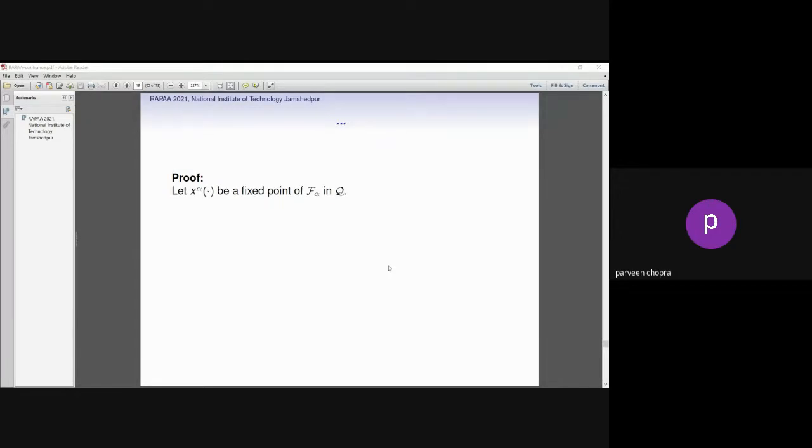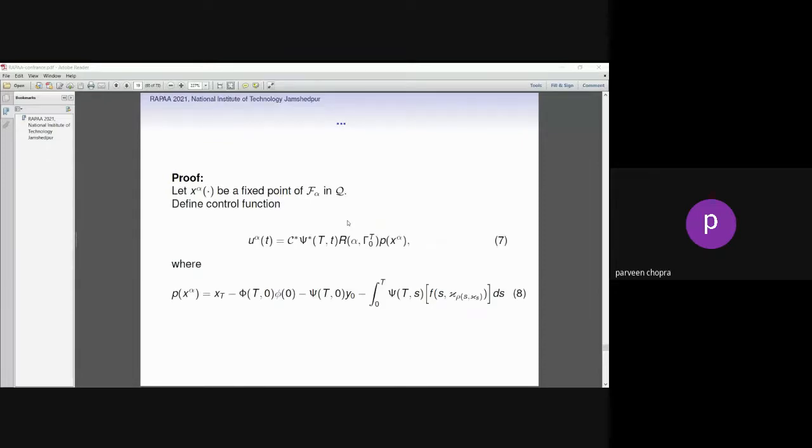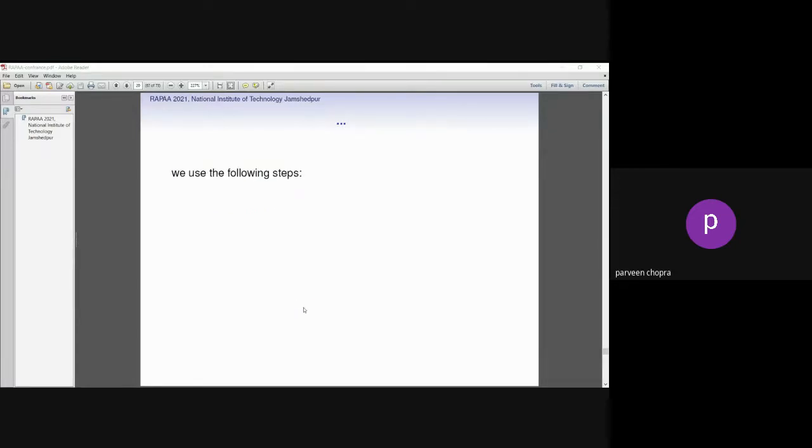So with the help of this, we assume that the system phi has a fixed point, and let x alpha be a fixed point of f of alpha in Q, and define a control function u of alpha t equal to c star psi star and t of t and r alpha resolvent operator r alpha 0 to t and p of x alpha, where p of x alpha is defined in equation number 5. And we use the following steps.